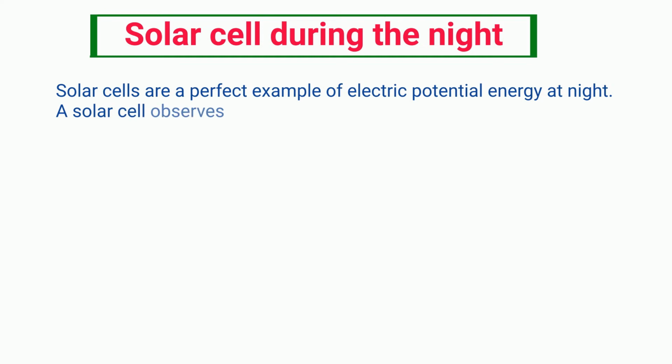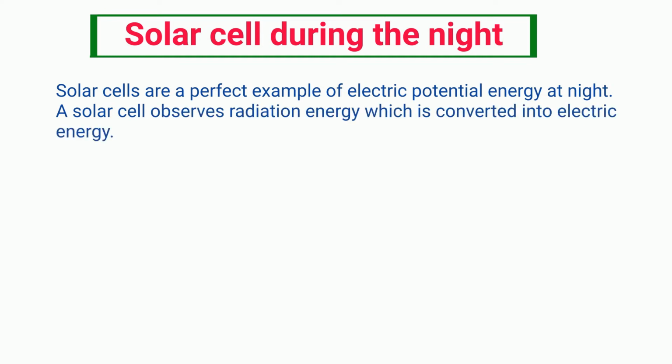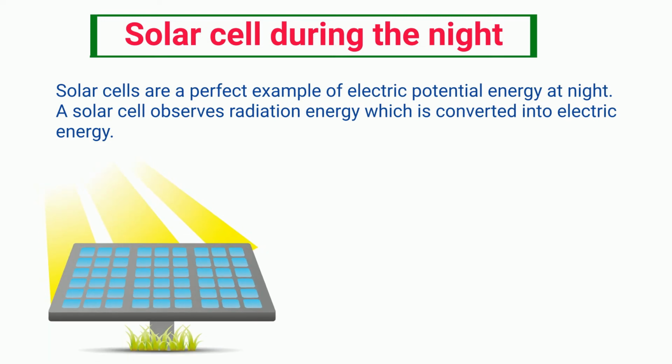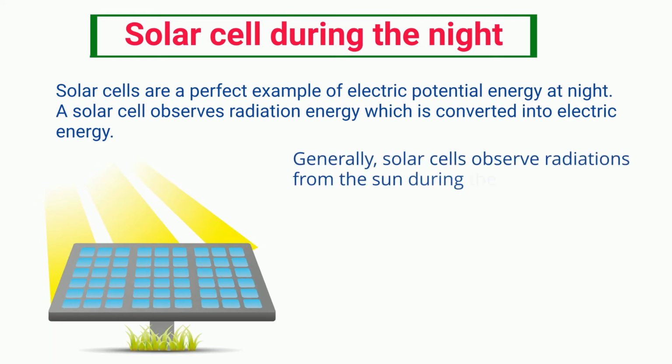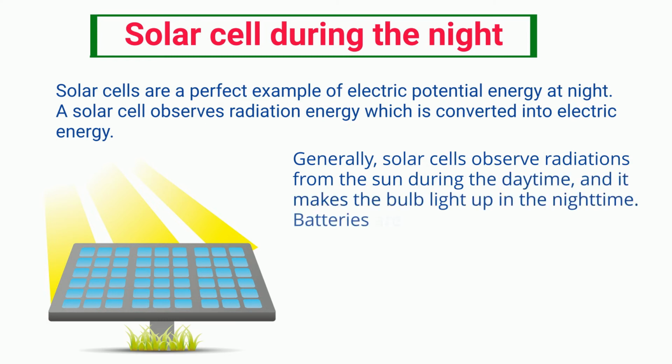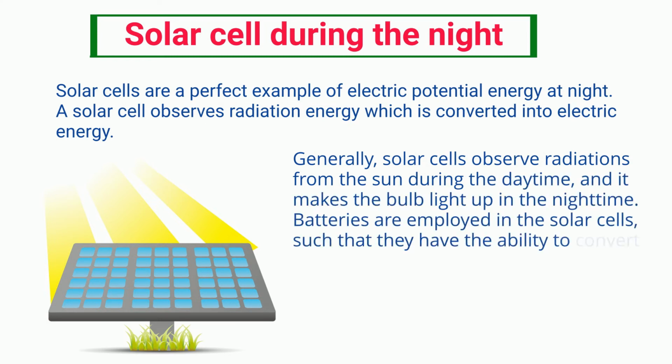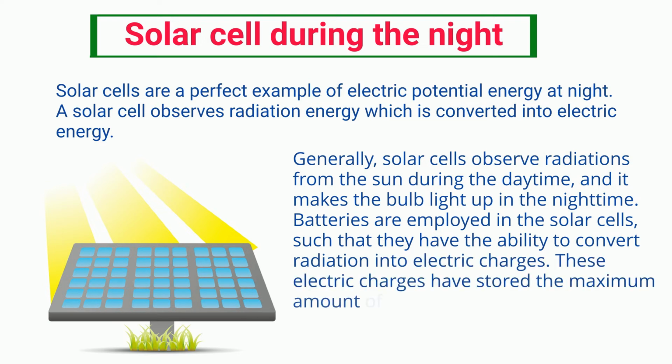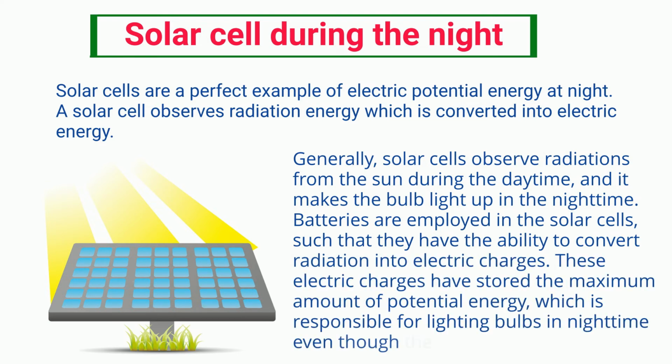Solar cell during the night. Solar cells are a perfect example of electric potential energy at night. A solar cell absorbs radiation energy, which is converted into electric energy. Generally, solar cells absorb radiation from the sun during the daytime, and it makes the bulb light up in the nighttime. Batteries are employed in the solar cells, such that they have the ability to convert radiation into electric charges. These electric charges have stored the maximum amount of potential energy, which is responsible for lighting bulbs in nighttime even though the sun is absent.